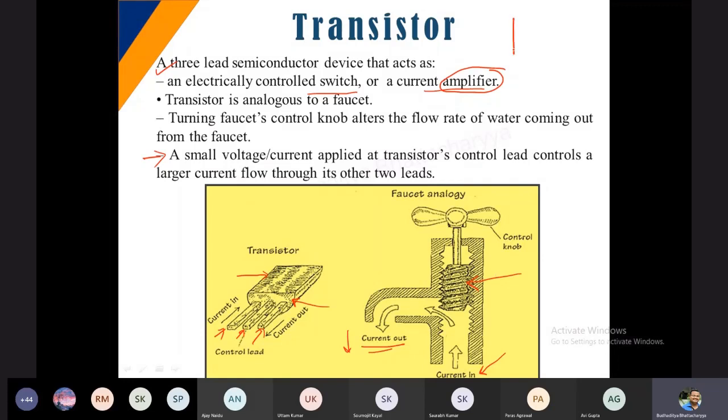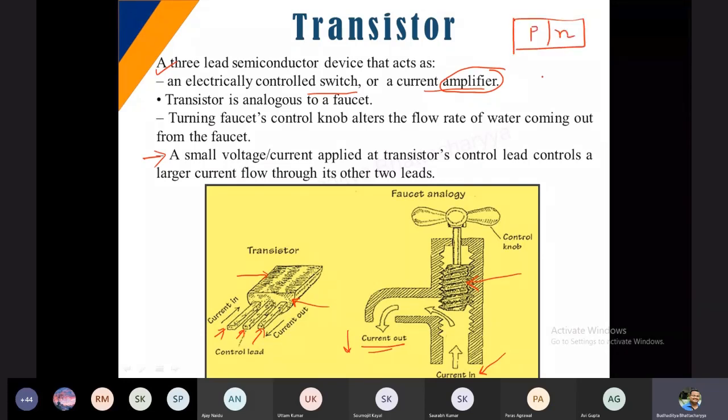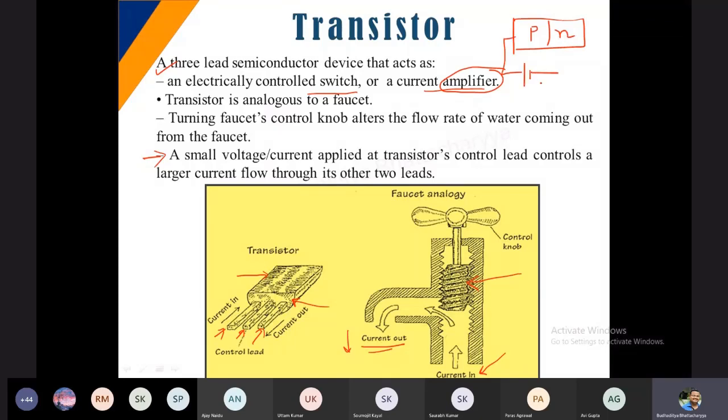If you remember, in a diode we had a PN junction. We were either doing a forward bias or applying a reverse bias. This is a forward bias condition, because the P is on this side and the N is on this side. But there was no way that we could control the current flowing in between, and that is where it lags.